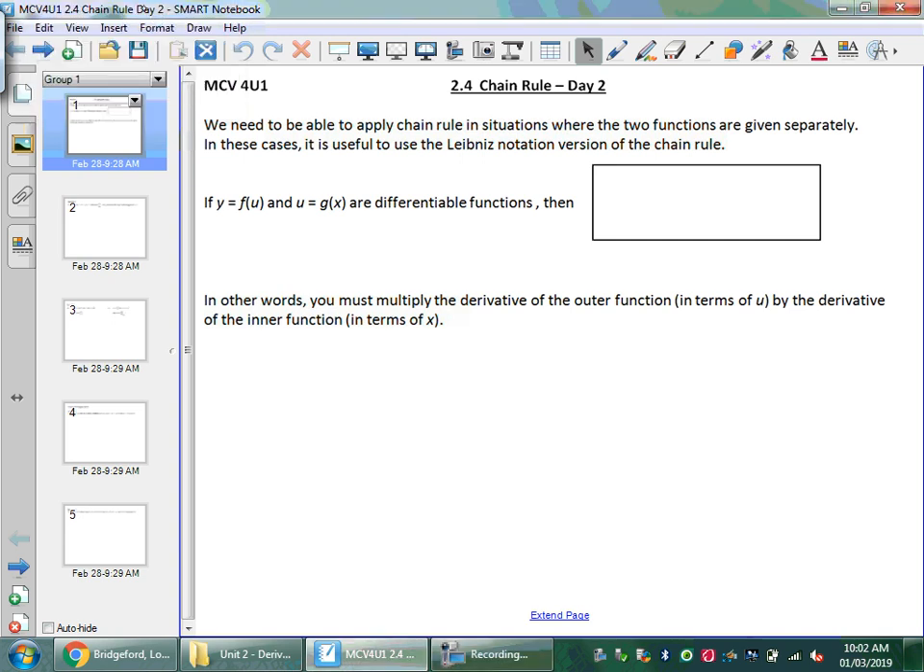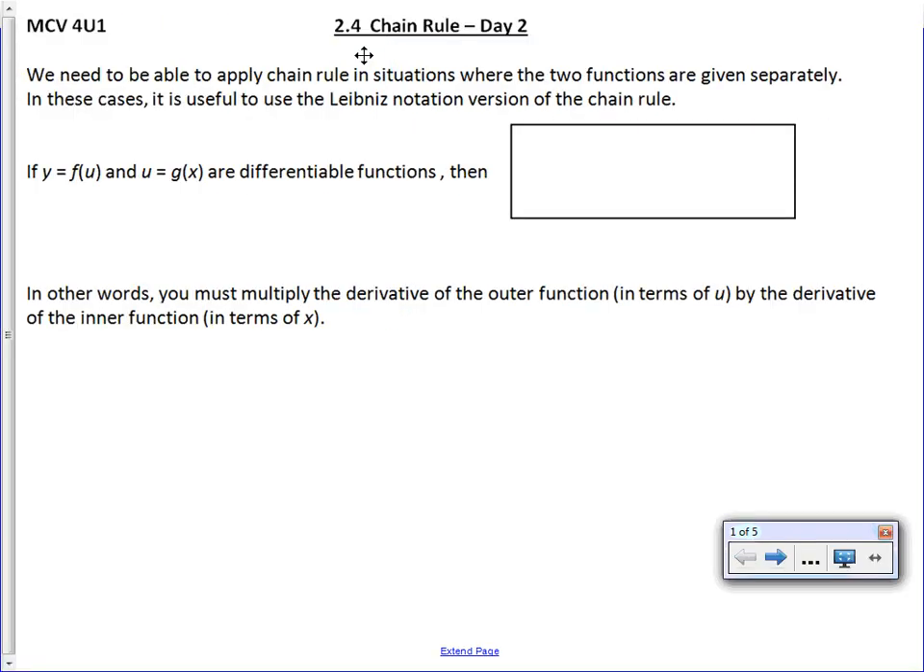Okay, so we're continuing with our chain rule today. And the chain rule we're going to be working with today is used in situations that are given in a little bit of a different way. I'm just going to read the intro here. It says, we need to be able to apply chain rule in situations where the two functions are given separately.